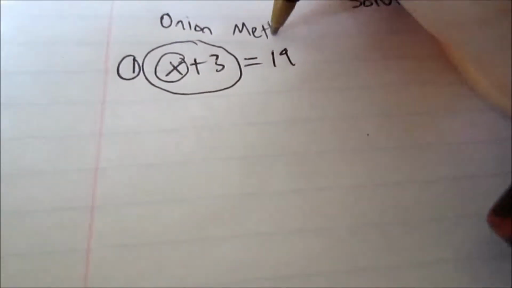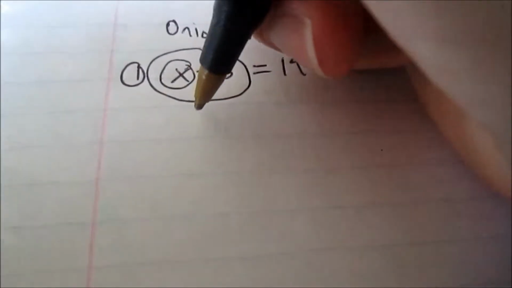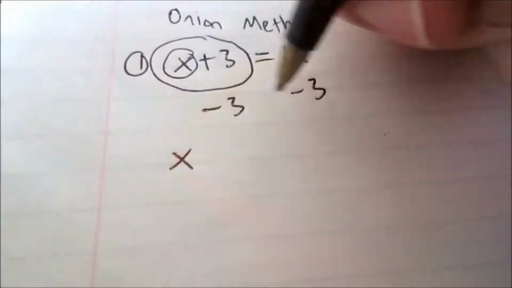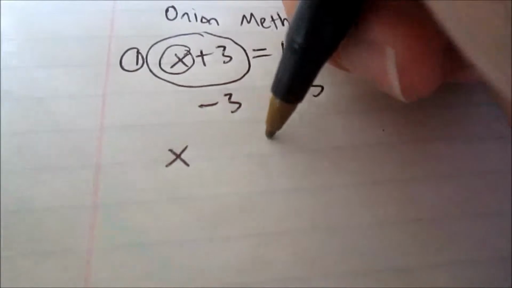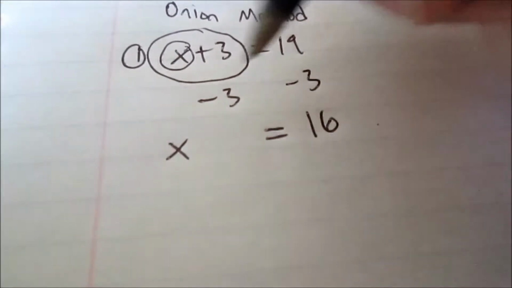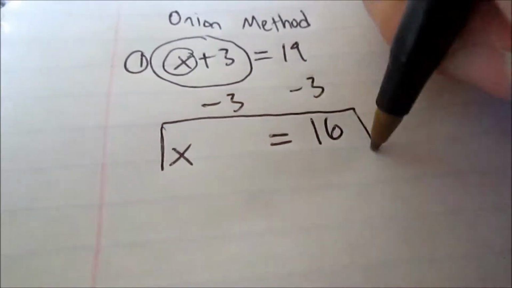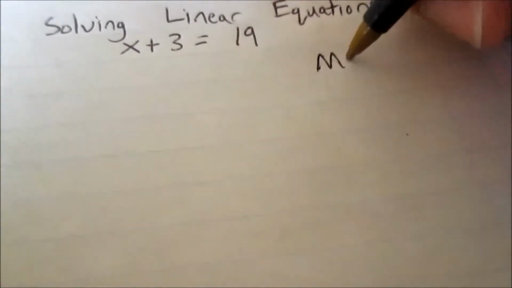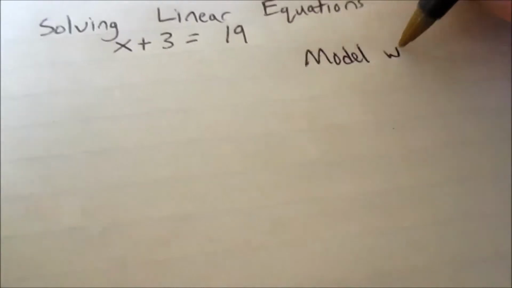This method is called the onion method, where you isolate the variable by working through different layers of the equation. I circle the variable first, x, and then I circle what's immediately next to it. And what I do is do the opposite of whatever that step is. So if it's a plus 3, I do minus 3, making sure I do it on both sides of the equation. And when I do 19 minus 3, I get x equals 16.